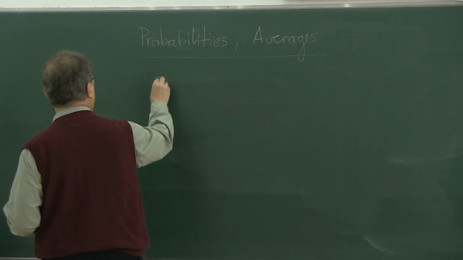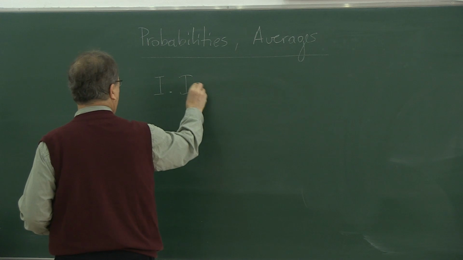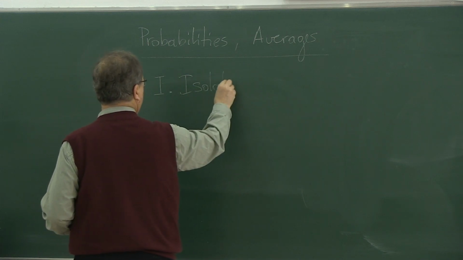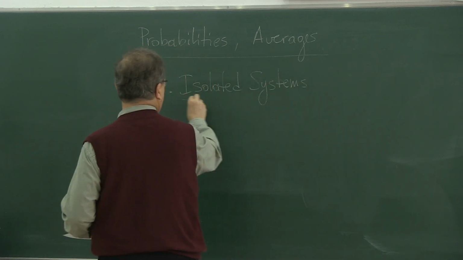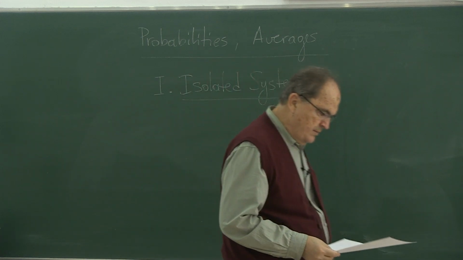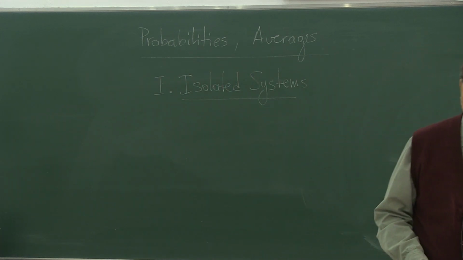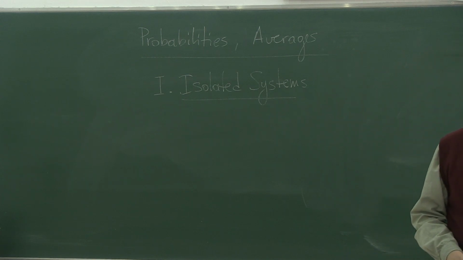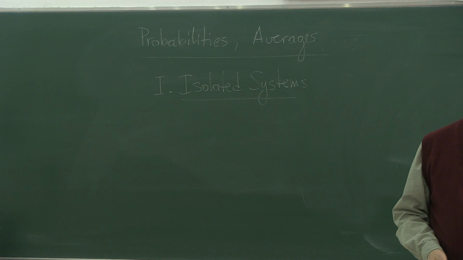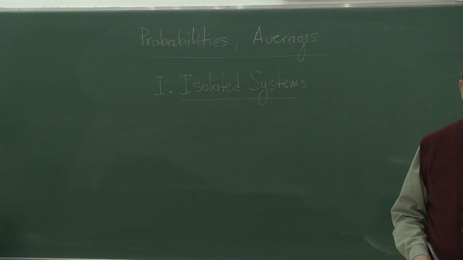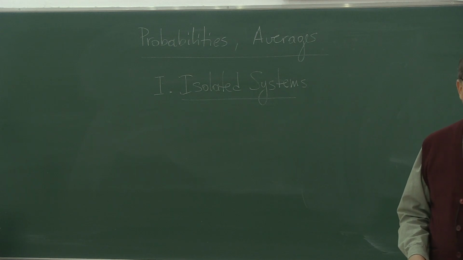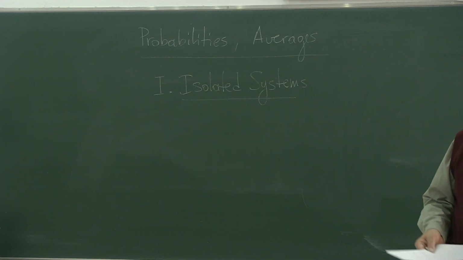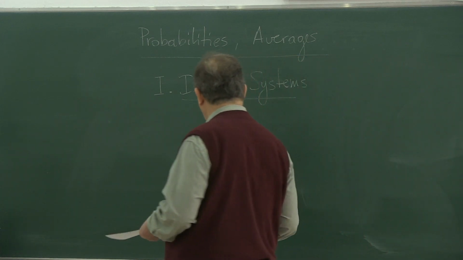Well, the first type of system is isolated. We said that for an isolated system, all microstates are equally probable, isn't it? That's what we said as our postulate number 1. If all microstates are equally probable, what is the probability of occurrence of a microstate?